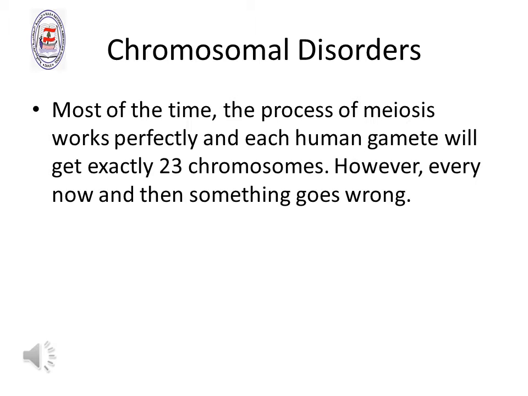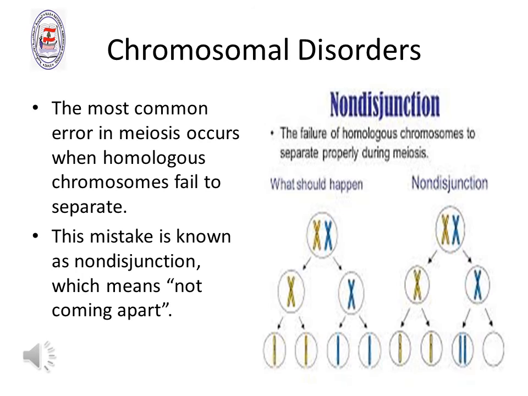Most of the time, the process of meiosis works perfectly, and each human gamete will get exactly 23 chromosomes. However, every now and then, something goes wrong. The most common error in meiosis occurs when homologous chromosomes fail to separate. This mistake is known as nondisjunction, which means they are not coming apart.